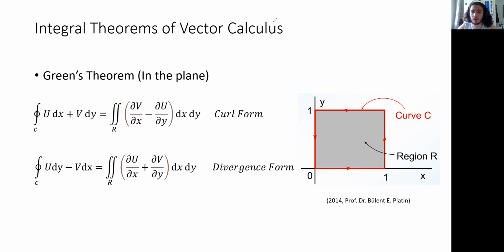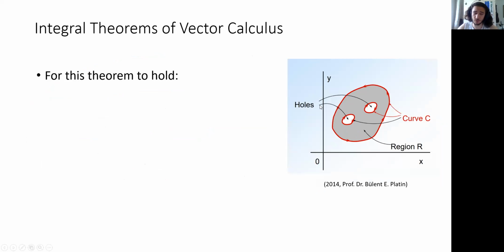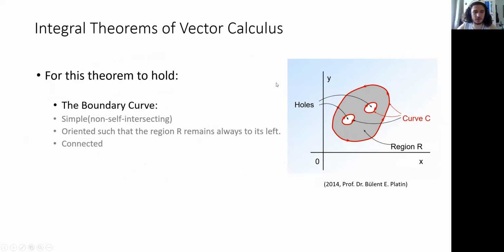Can we do that on all regions? Unfortunately, no. For this theorem to hold, the boundary curve should be simple, non-self-intersecting, and oriented such that the region R remains to its left, and it should be connected.